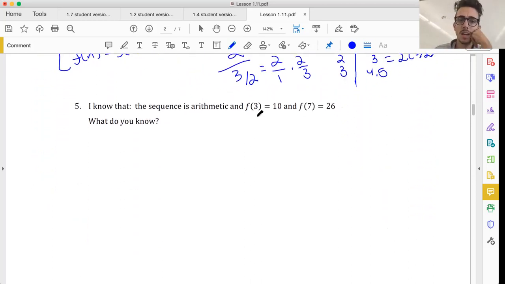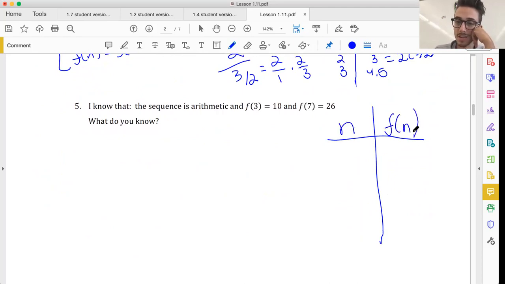Arithmetic sequence, and we have f of 3 equal to 10, f of 7 equal to 26. I think a table is going to work the best here, even just to showcase and show off the points that we have. Trying to flex on all those math people out there. Okay.